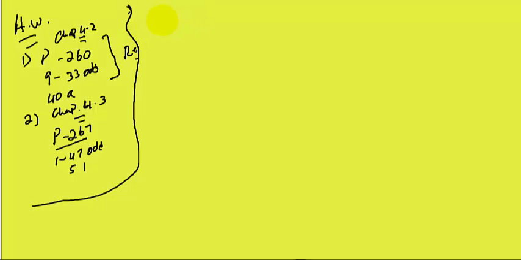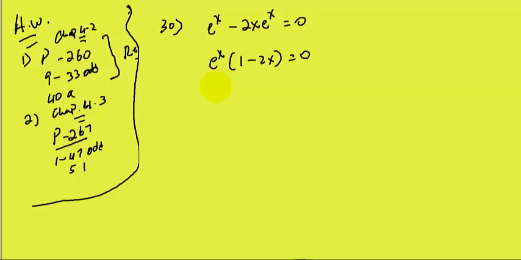Let's look at 30. We have e to the x minus 2x e to the x, and we're solving for 0. First thing we're going to do is try to factor out what we can. Factor out e to the x, that will leave me the 1 minus 2x inside the parentheses, that's equal to 0. So each factor equal to 0, you're going to get e to the x equal to 0, and 1 minus 2x is equal to 0.